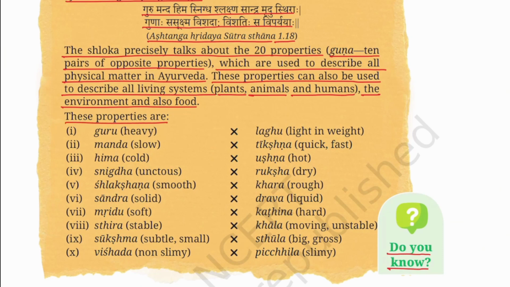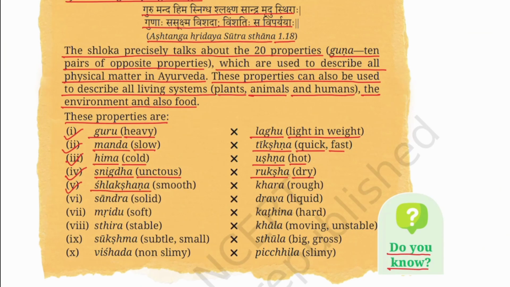These properties are: 1. Guru or heavy, Laghu light in weight. 2. Manda slow, Tikshna quick or fast. 3. Hima cold, Ushna hot. 4. Snigdha unctuous, Ruksha dry. 5. Shlakshna smooth, Khara rough.